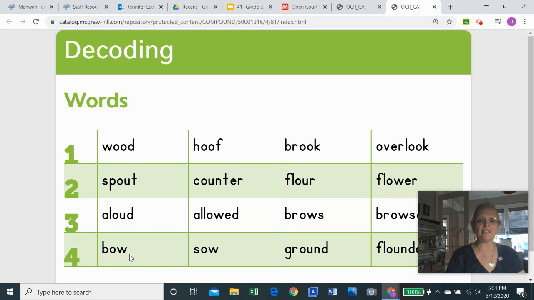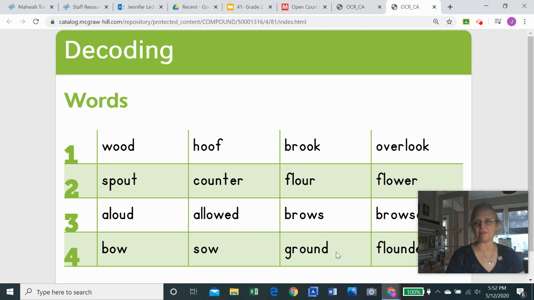So, bow as a bow is like a bow on a present or in your hair. To bow down means to go like this, to bow. Sow means to plant seeds and to hope they grow. A sow is a pig. It's another name for a pig.